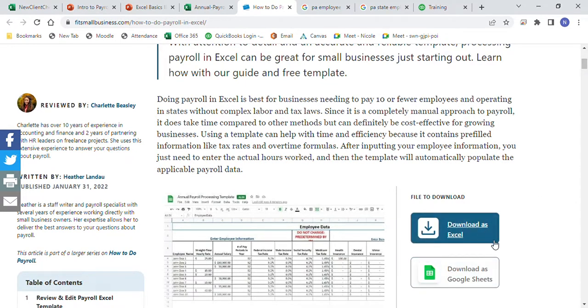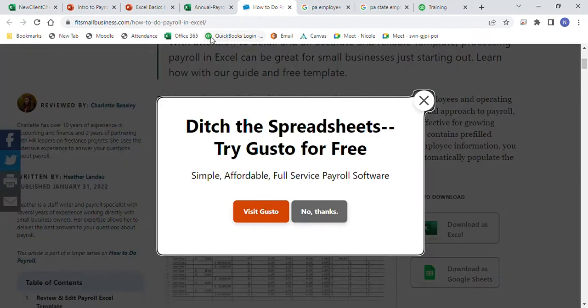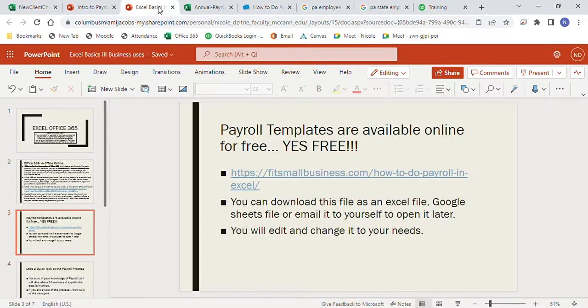So if you're using Google Sheets, you don't have access to Microsoft at all, then look, hey, they let you download it with Google Sheets. And I'm going to show you that. I see they also promote Gusto. I'm going to show you that template in just a second. You will want to edit it and change it for your needs, obviously.